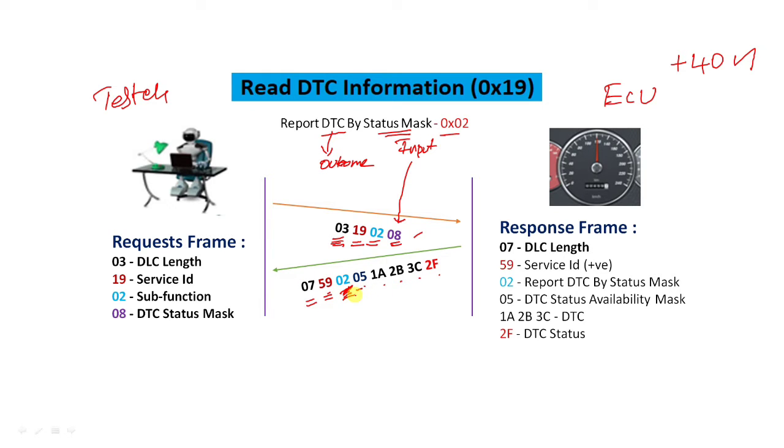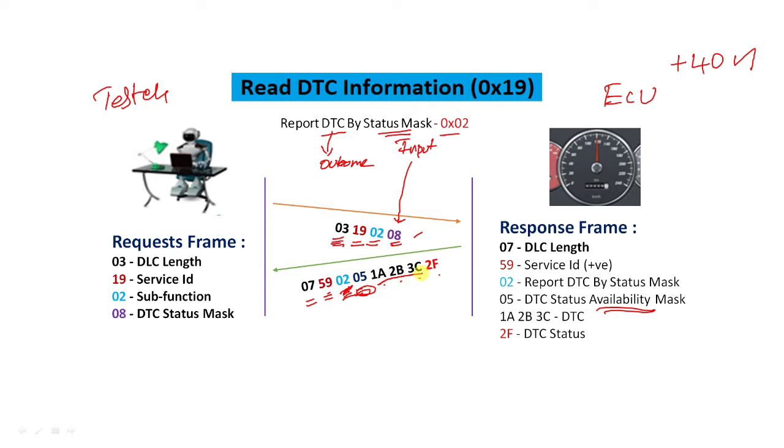So here 05 is the DTC status availability mask. It is kind of a container. Only this DTC status will be there. The 05 can be any number, depending on the supplier and the OEM specific.